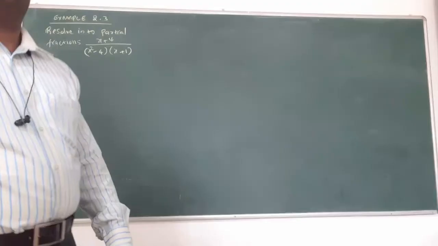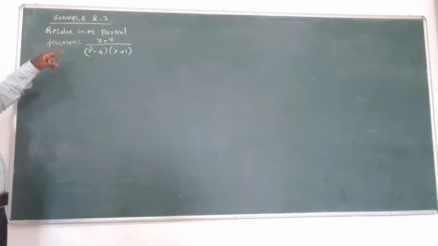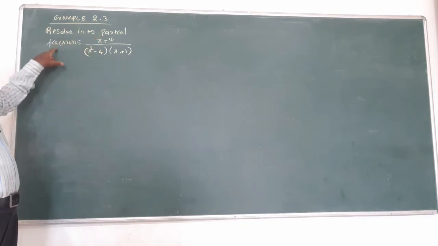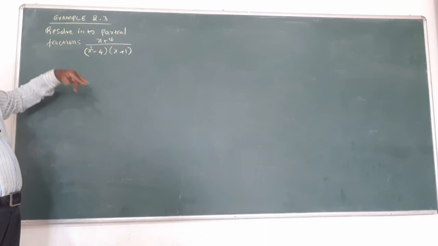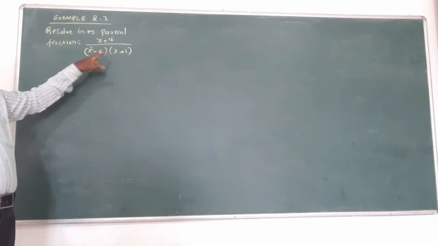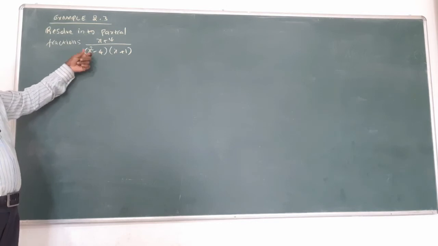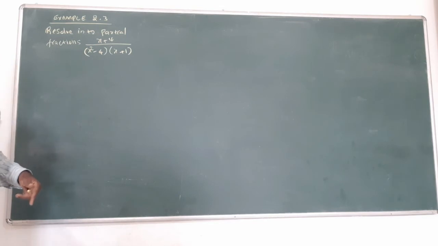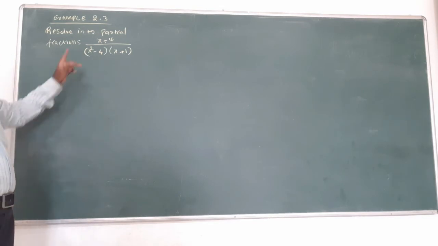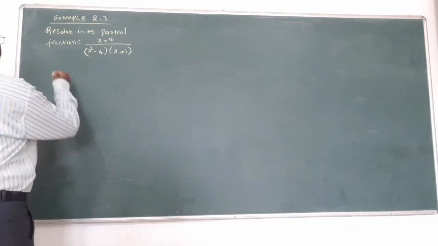That's all. Now listen here. Example 2.3: resolve into partial fractions x plus 4 divided by x square minus 4x plus 4. This is a linear factor, but this is a quadratic factor. If it is in factorization form, one method; if it is in non-factorization form, another method. By chance, this is in factorization form. Now write the question.